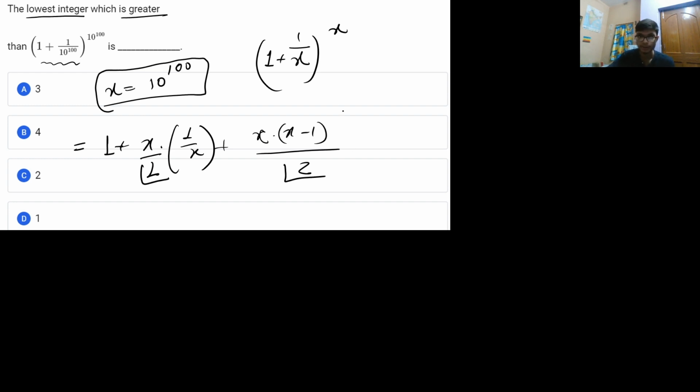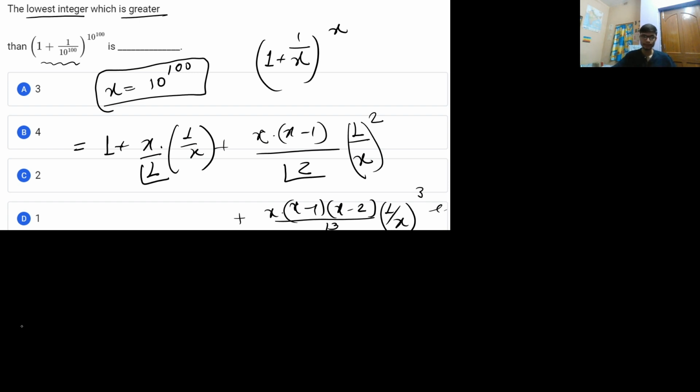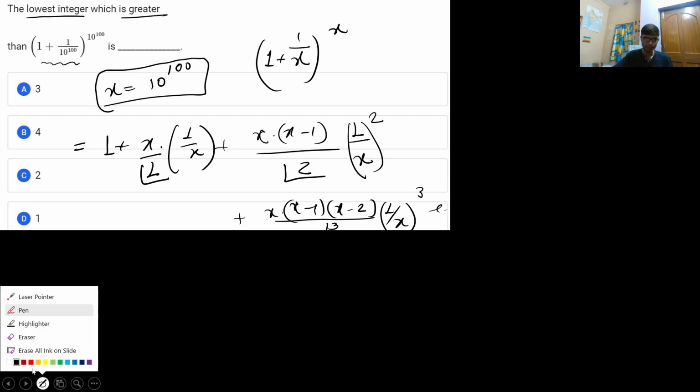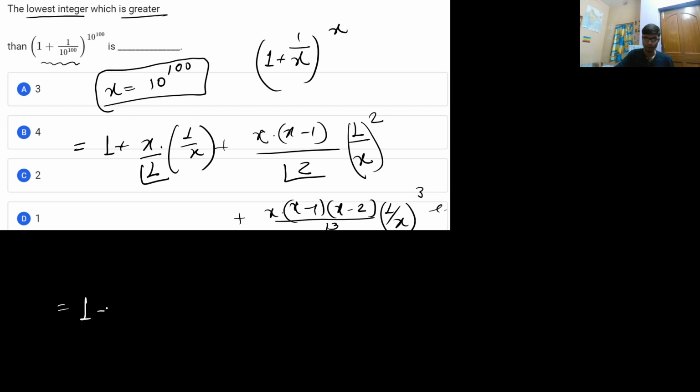So from here, this value will be equal to 1 by x whole to the power whole square, and plus n into n minus 1 into n minus 2 divided by 3 factorial into 1 by x to the power 3, and so on. Lots of terms will be there. And from here if you solve, the first term will be 1, and from the second term onwards, if you take x square common to cancel out with this, the value left out will be 1 minus 2 factorial.